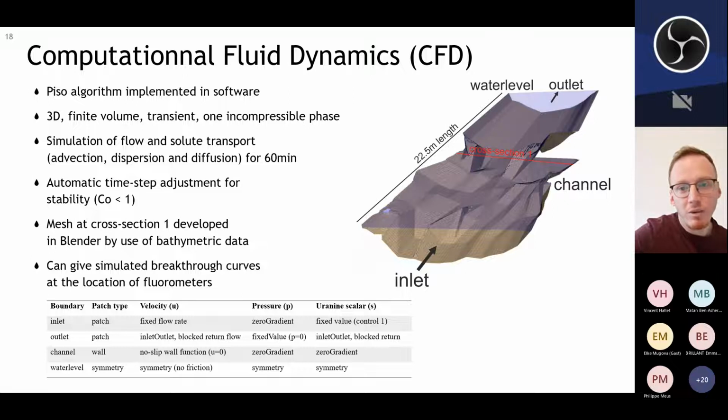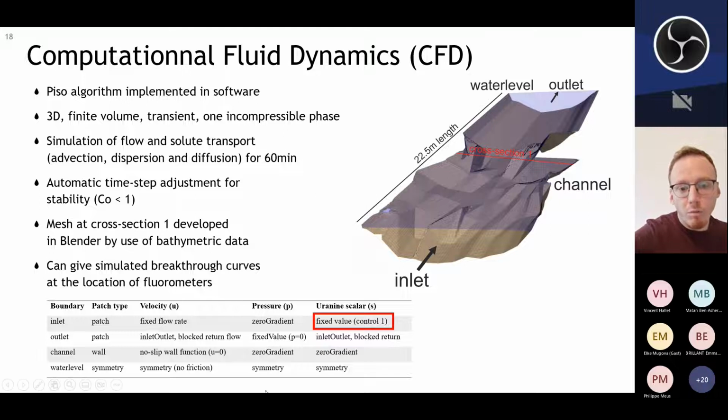And I did a mesh of cross-section 1. You can see it on the right side of the screen. I developed it in Blender, which is modeling software that is helpful to draw things in three dimensions. And of course, I used bathymetric data to draw this. So we measured the depth of the river at many locations, and this allowed me to draw this 3D model. And of course, this model can give simulated breakthrough curves at the location of fluorometers.